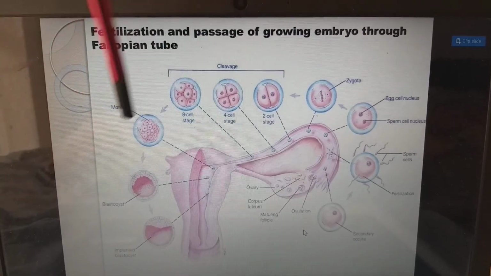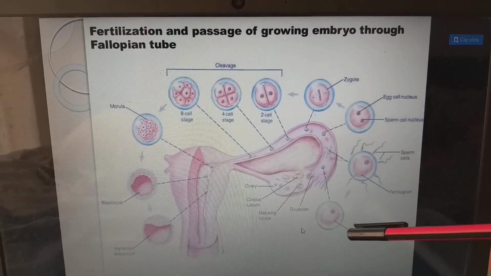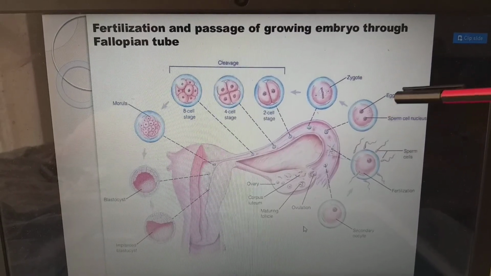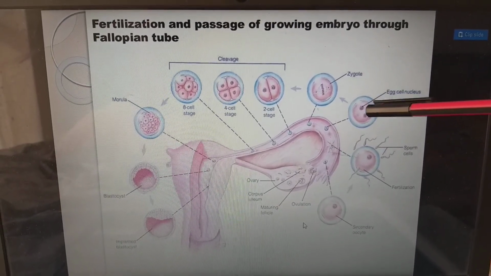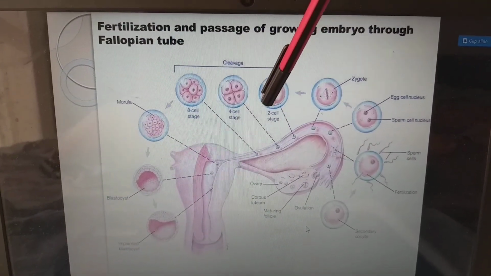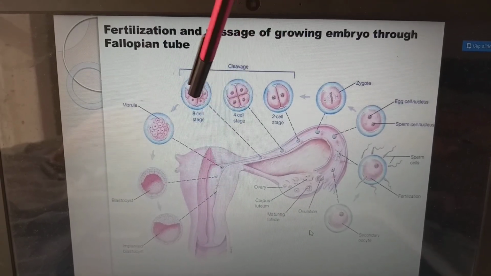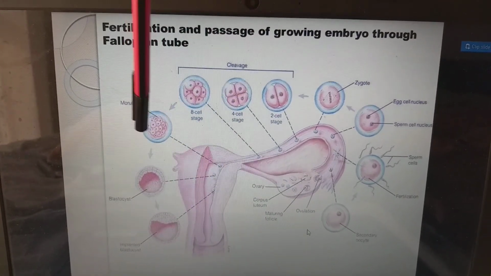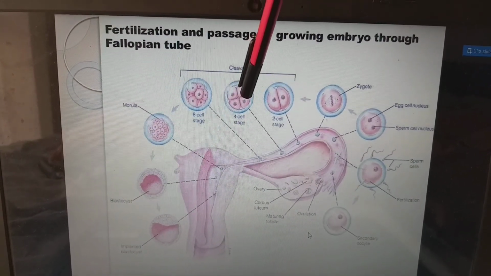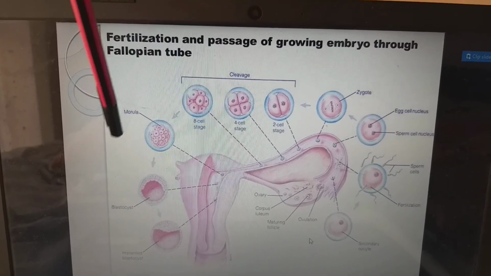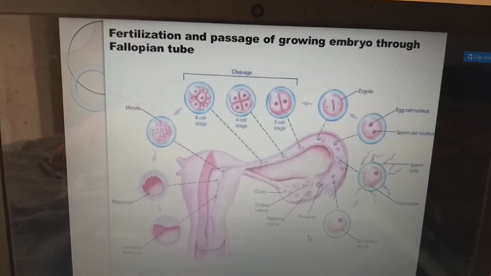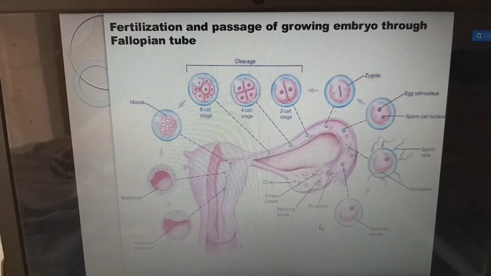Initially we have the secondary oocyte, and the sperms will enter, and finally it will undergo division and fusion to form the zygote. After the zygote formation, it will develop into the two-celled stage. From two-celled to four-celled, from four to eight, and finally it will form the morula, meaning a ball of cells. This part we call cleavage: the two-cell stage, four-cell stage, and eight-cell stage. Next, the formation of the blastocyst, which is hollow. Next, the blastocyst is implanted into the uterus. This is the growing phase of the embryo.